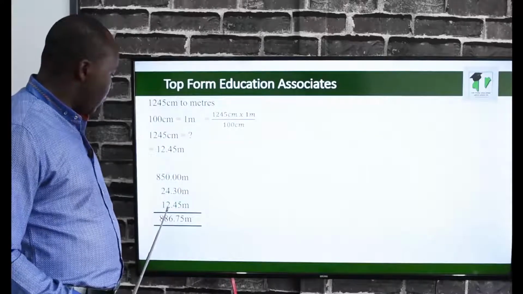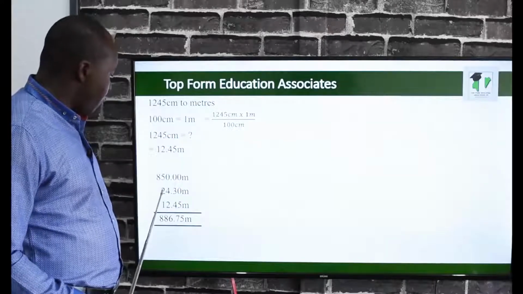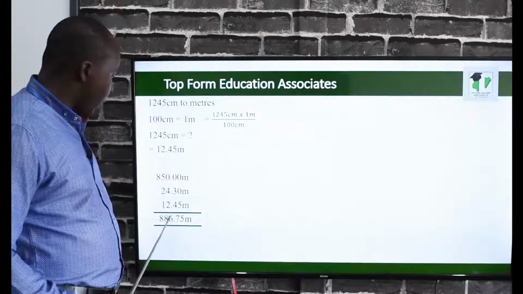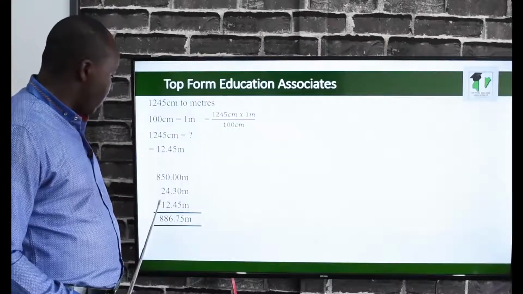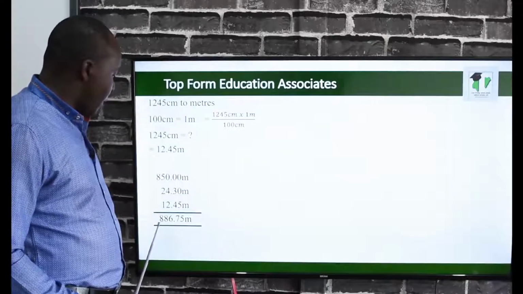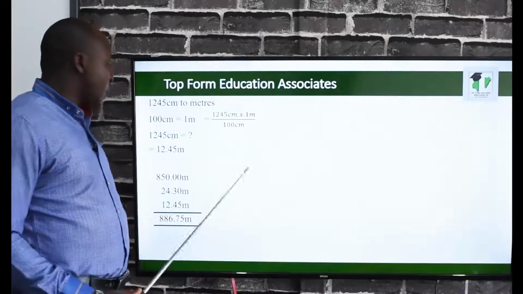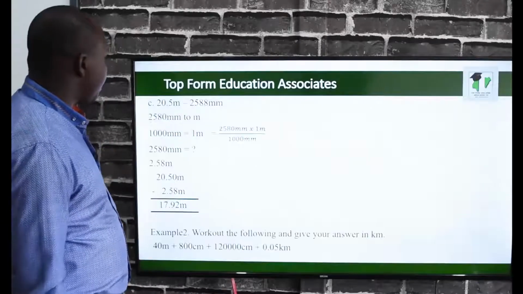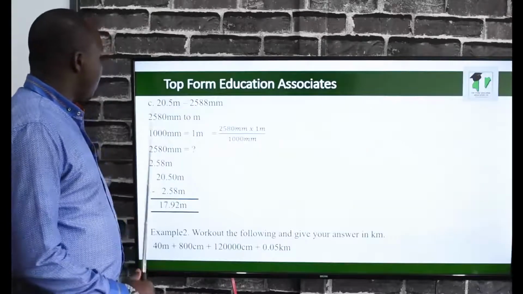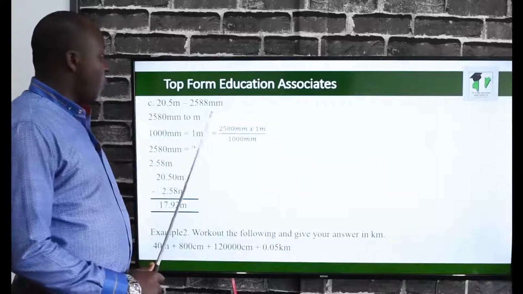4 plus 2, 6. So my answer is 6. 5 plus 2, 7. 7 plus 1, 8. Put it there. 8. Nothing is here, so we put 8. So my answer will be 886.75 meters. So that's the answer to that one. The next one, which is C, subtraction.